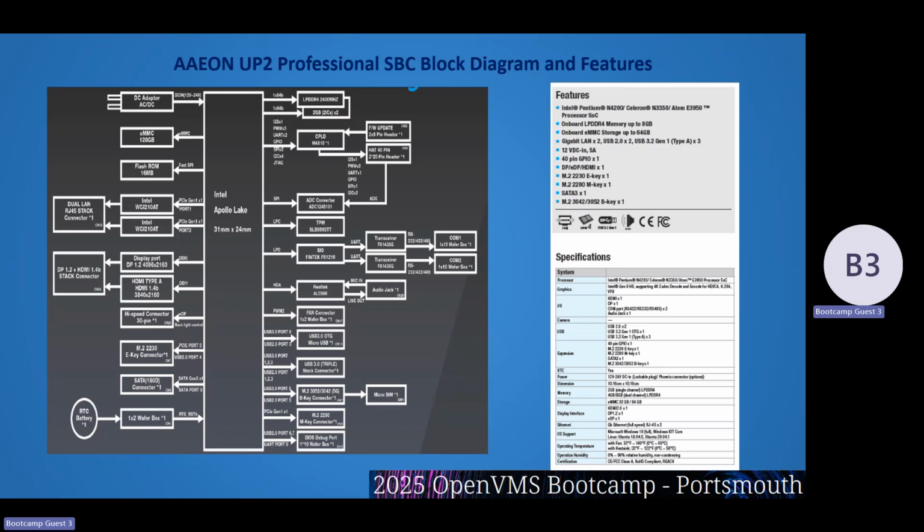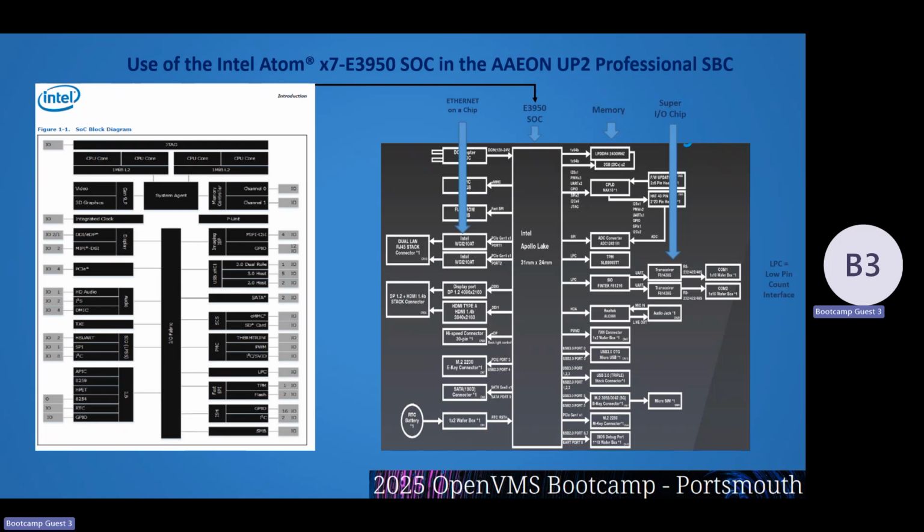Now, what's interesting is if you put the block diagram of the Intel system on a chip next to the block diagram for the single board computer, you can see that basically the single board computer is this line down the middle of the block diagram. And what vendors do is they pick and choose what options they want to bring out of that chip and make available on their board.